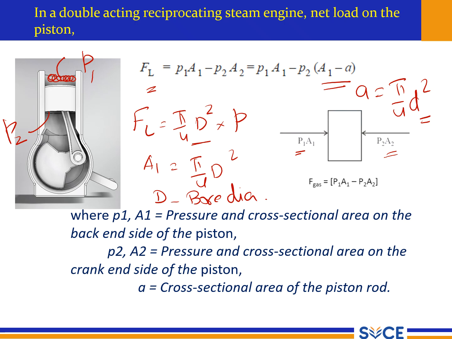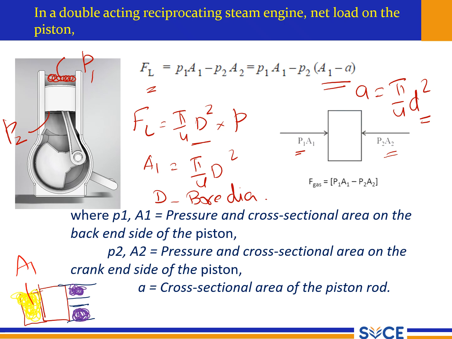So what is going to happen here? Everywhere it is going to be the same area, so it is A1. Whenever it is on the other side of the piston, there will be a piston rod, so this area is going to be somewhat different. This is the area occupied by the right hand side.